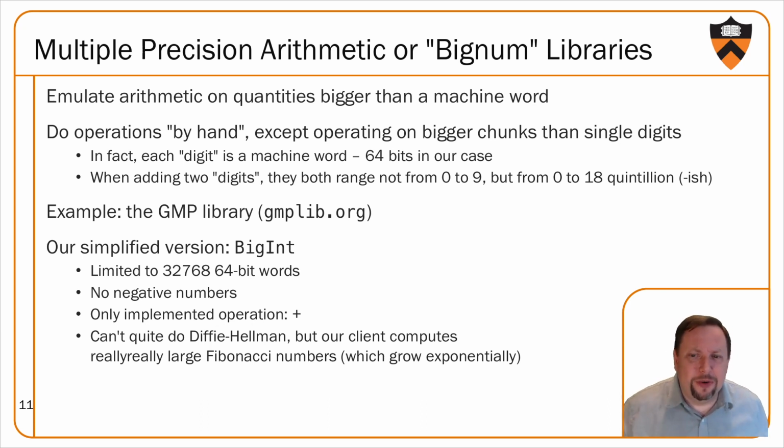So we aren't quite going to be able to do Diffie-Hellman, but instead we have a test client that uses the BigInt library to compute really, really big Fibonacci numbers. So if you're not familiar with Fibonacci numbers, first of all, how in the world do you breed rabbits? But second of all, do look up what Fibonacci numbers are. And in particular, notice that they do grow really quickly. They grow exponentially. And so very quickly, in order to compute large Fibonacci numbers, you start needing arbitrary precision arithmetic.